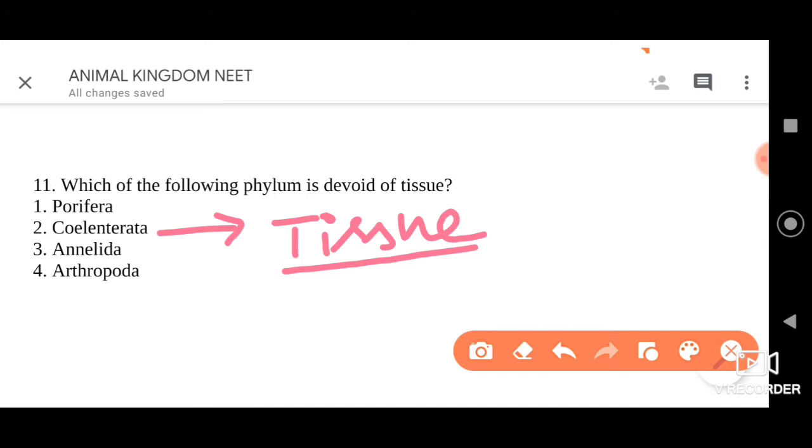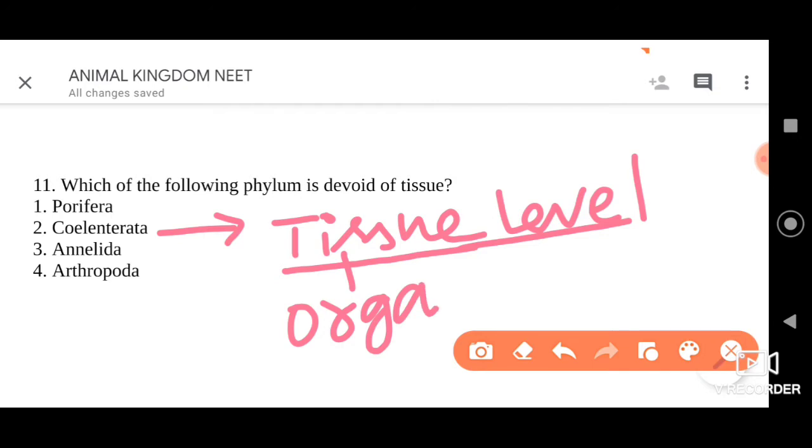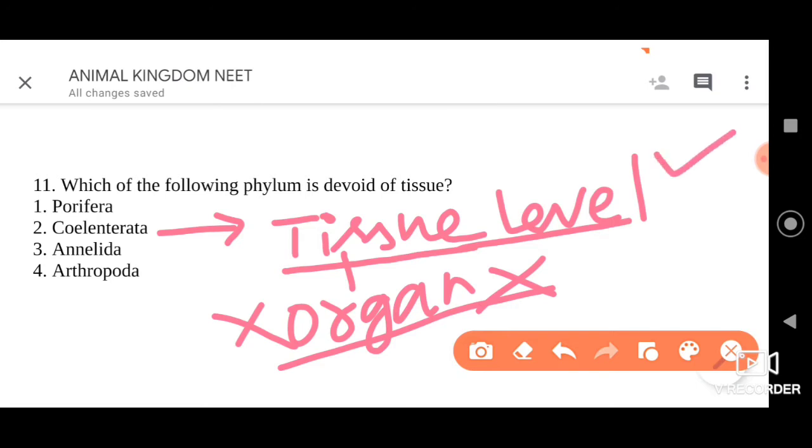These organisms have tissue level of organization. Even though these are multicellular organisms where cells organize to form the tissues, tissues do not organize to form the organ. So we don't find organ system grade or organ grade of organization here. Only tissue level can be found.